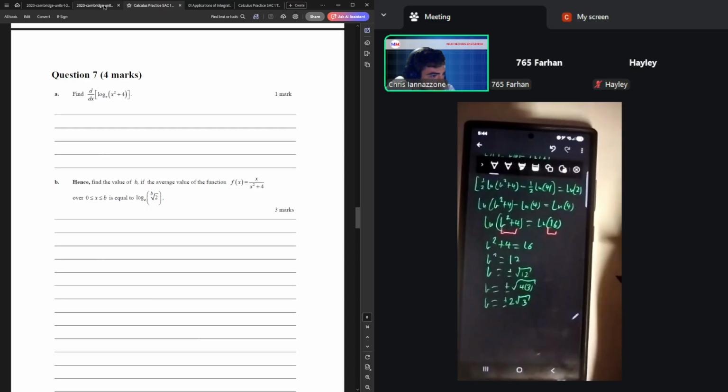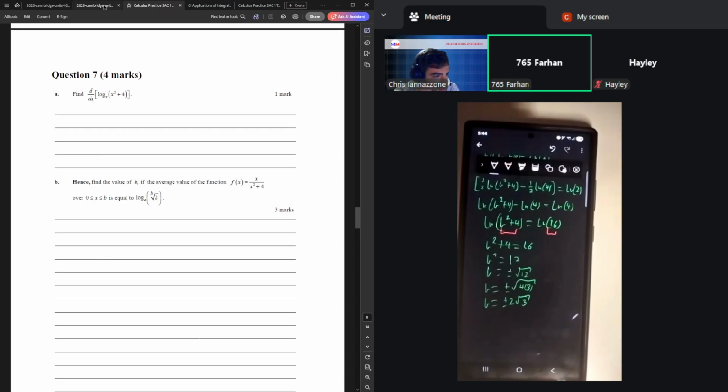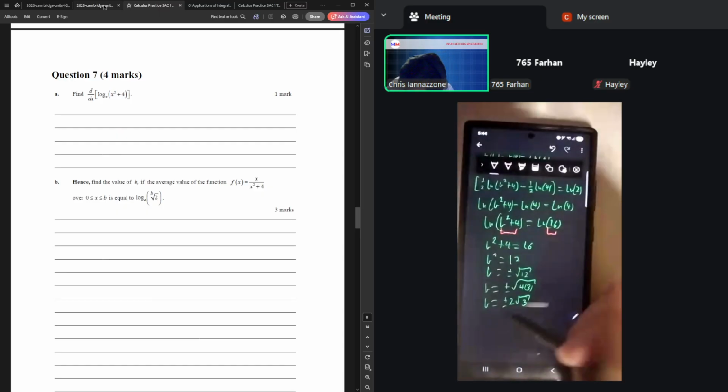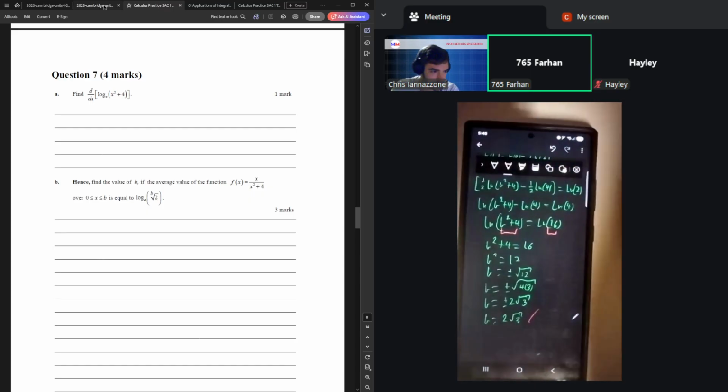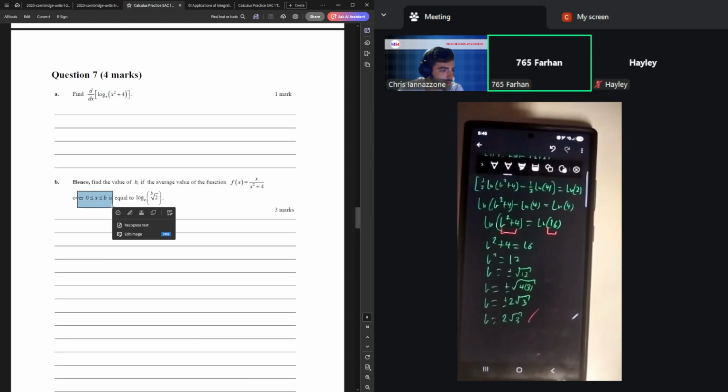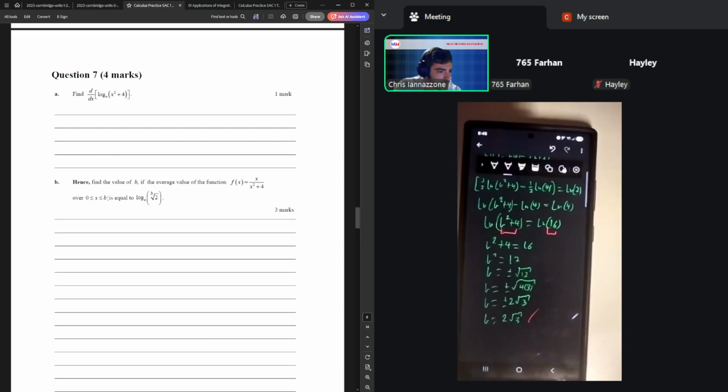Last check. Is there a thing where b has to be positive or negative? Can we knock one of those out? B is positive. Why? Because it's 0 less than or equal to x, less than or equal to b, so b must be greater than 0. That's exactly right. From the question itself, the interval is from 0 to b, so b has to be greater than 0. Yeah, that's pretty much it there.